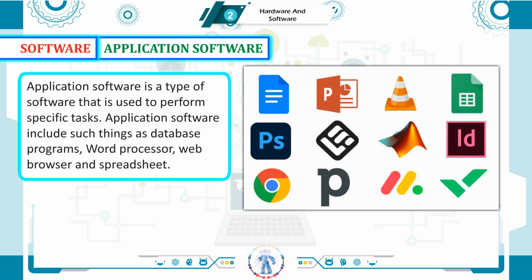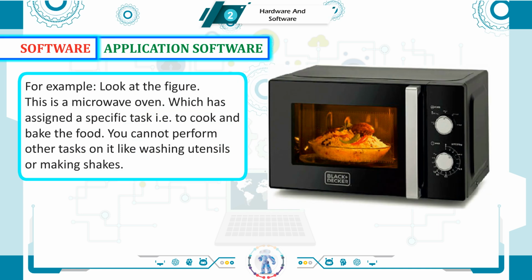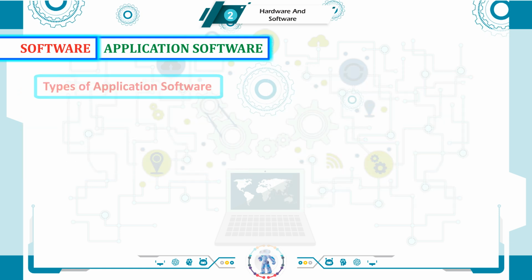Application software. Application software is a type of software that is used to perform specific tasks. Application software includes such things as database programs, word processors, web browsers, and spreadsheets. For example, look at the figure. This is a microwave oven, which has been assigned a specific task, that is to cook and bake food. You cannot perform other tasks on it like washing utensils or making shakes.